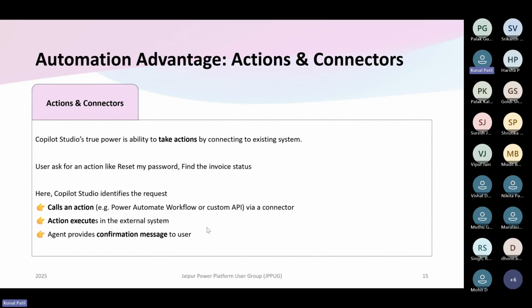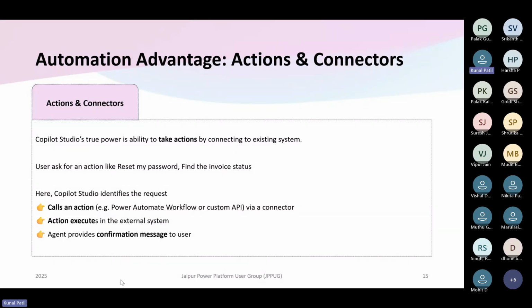Imagine a user in Microsoft Teams is asking, can you submit a leave request for me? Copilot Studio understands this request. It can call an action to trigger, for example, a Power Automate flow, and the flow connects to your HR system, submits the leave request, and notifies your manager. So it's a complete end-to-end automation, all started with just a single simple conversational prompt.